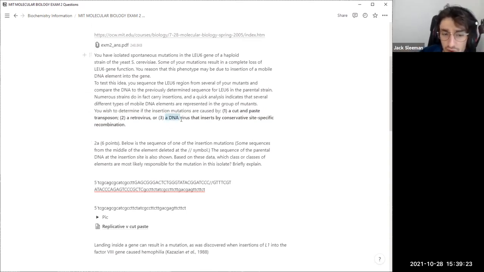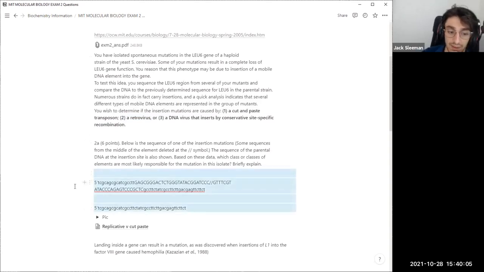But we do know about the DNA virus that inserts by conservative site-specific recombination. That's like lambda, or a bacteriophage, well, it wouldn't be a bacteriophage in this case, right? Or lambda, because we're talking about Saccharomyces cerevisiae, which is not bacterial. So it's probably some sort of integrative virus that works along the same lines. So we need to figure out if it's that or the cut and paste transposon, because me giving you this question, it's probably not a retrovirus.